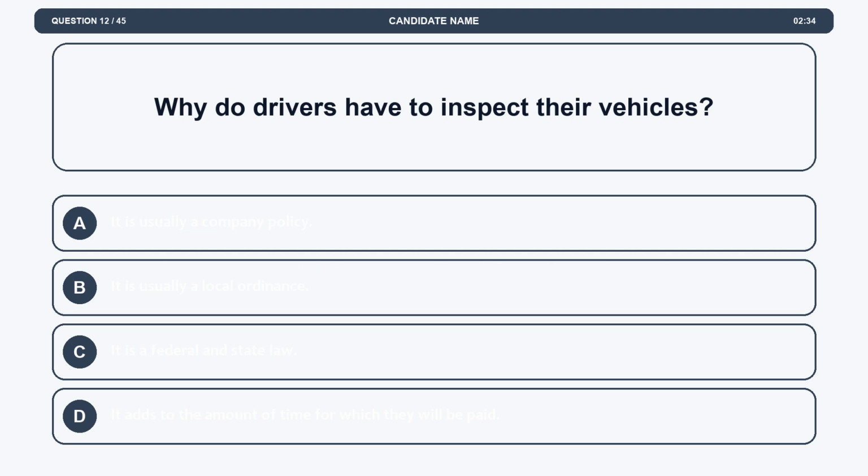Question 12. Why do drivers have to inspect their vehicles? Option A. It is usually a company policy. Option B. It is usually a local ordinance. Option C. It is a federal and state law. Option D. It adds to the amount of time for which they will be paid.